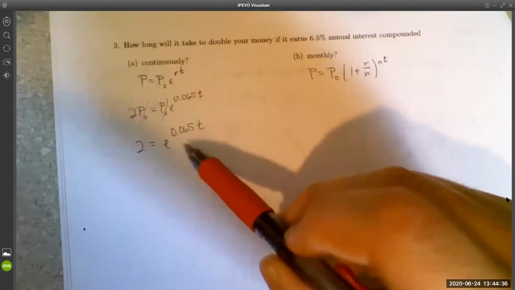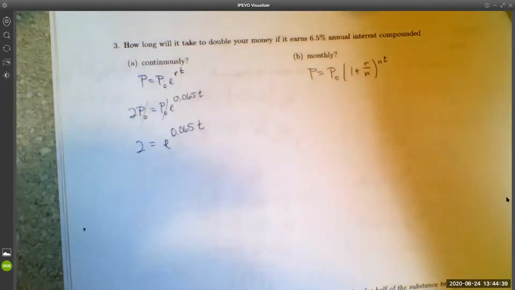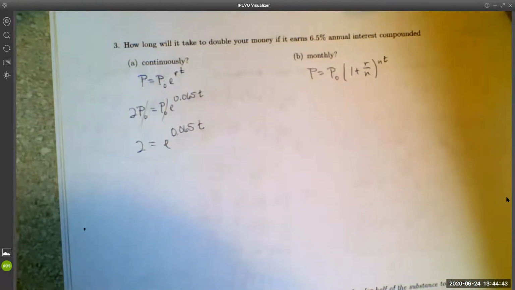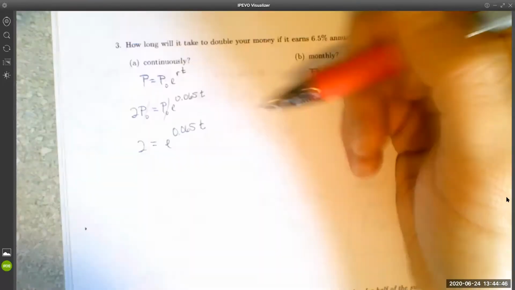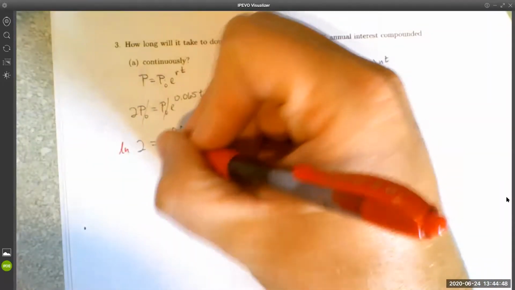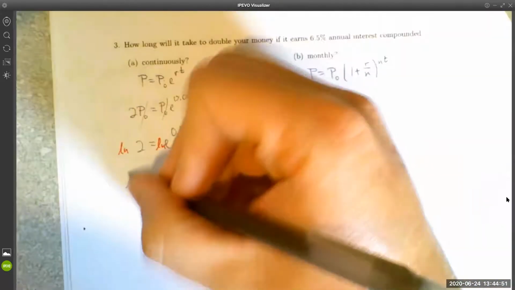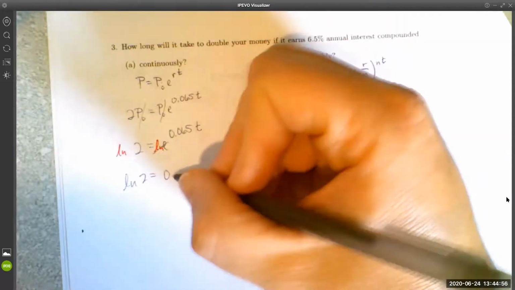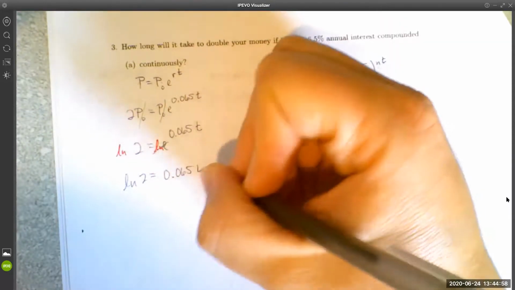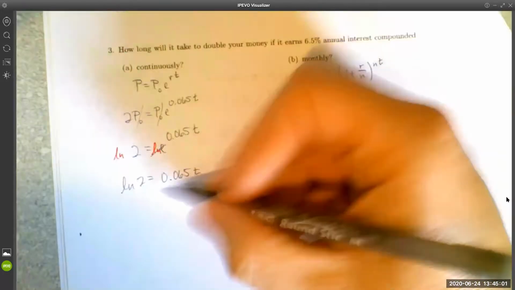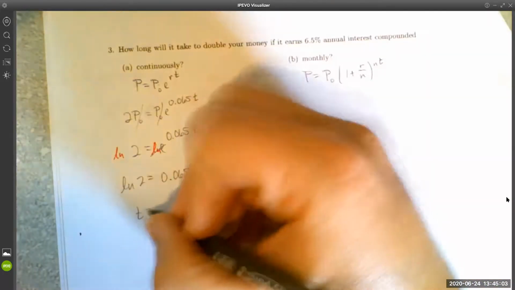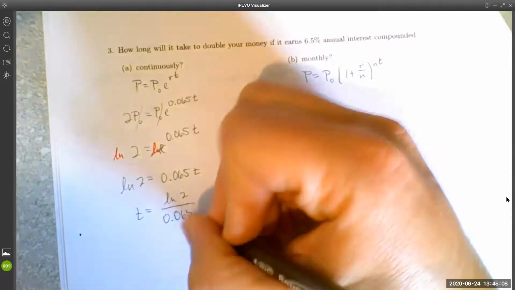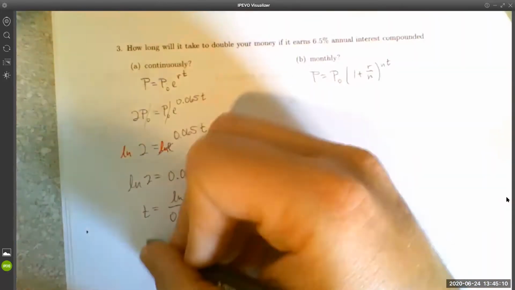This is an exponential. How do we solve an exponential? Well, we isolate the exponential, done, and then we take a logarithm to bring the exponent down. So I'm going to take the natural log of both sides. ln 2, the ln and the e cancel, so that's going to leave me with 0.065 t. And now to finish solving for t, I would divide by 0.065. So t equals ln 2 divided by 0.065.